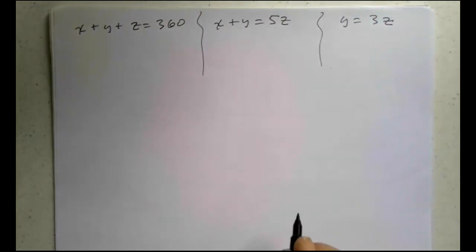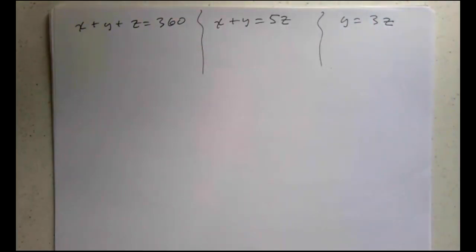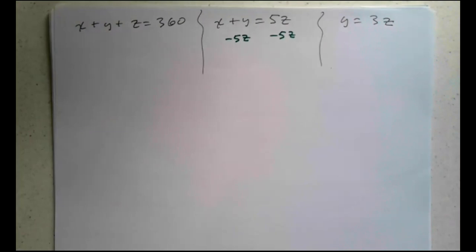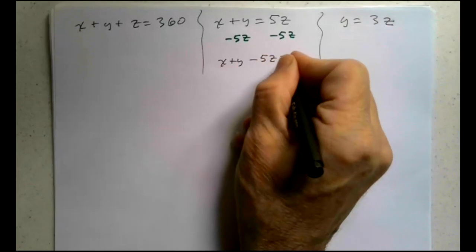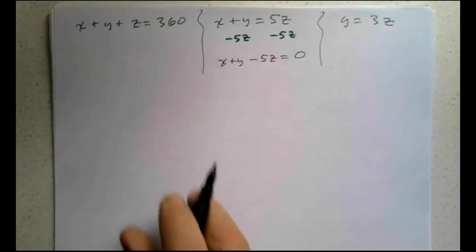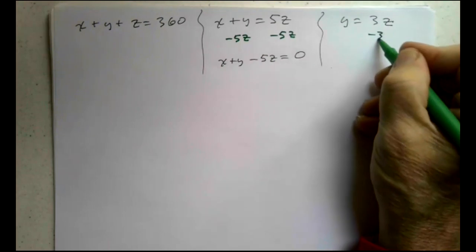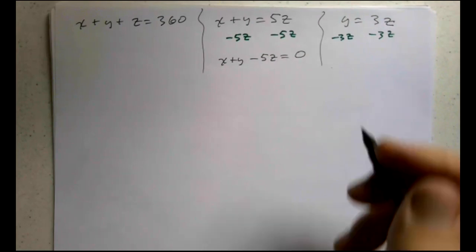So I want to write this in a form that I can use in the matrix approach, which requires x, y, and z all to be on the same side. So if I subtract 5z from both sides here, subtract 5z, subtract 5z, I have x plus y minus 5z equals 0. So I have 1x plus 1y minus 5z equals 0. That's the form I needed to be in for my matrix. Subtract 3z from both sides here. Subtract 3z, subtract 3z. And I get y minus 3z equals 0, which is pretty good.